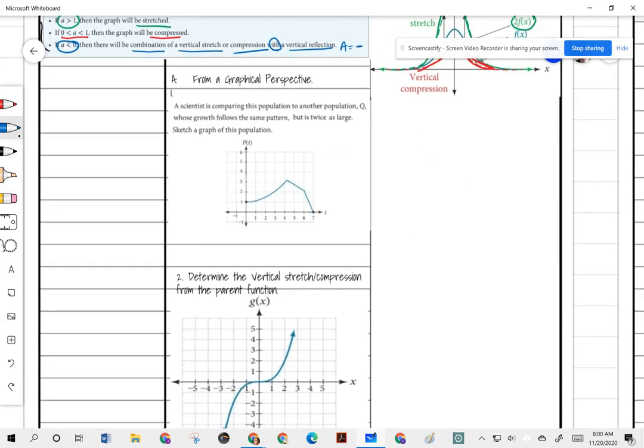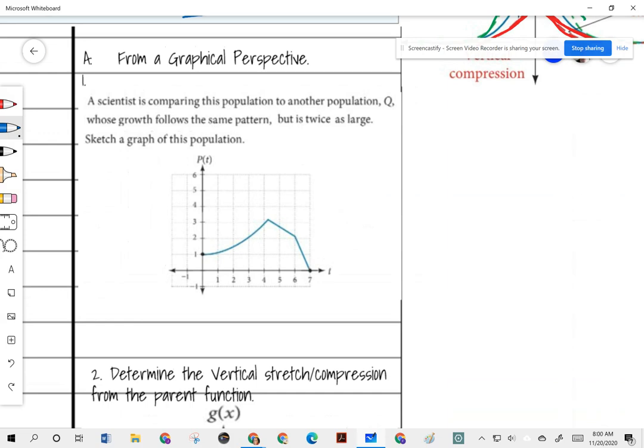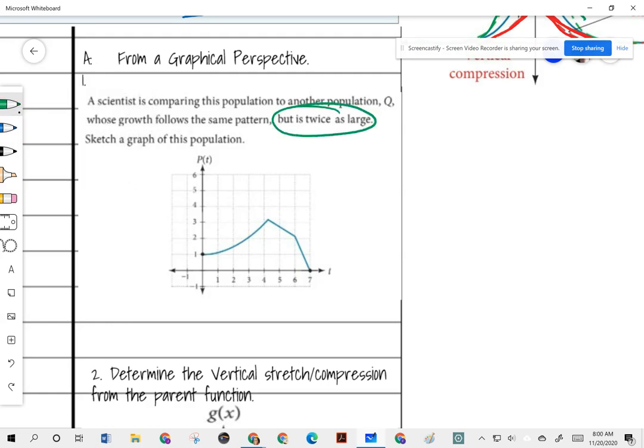So let's take a look from a graphical perspective and see what we can do to graph a vertical stretch or compression. So what we have here is a scientist comparing the population to another population whose growth follows the same pattern, but is twice as large. Okay, so this keyword right here is going to indicate that you are going to be multiplying everything by a factor of 2. All right, so 2 times as large.